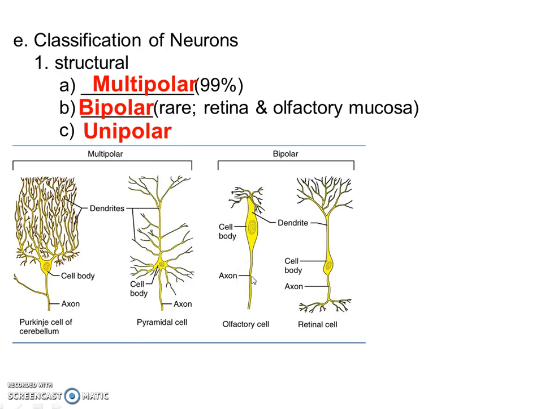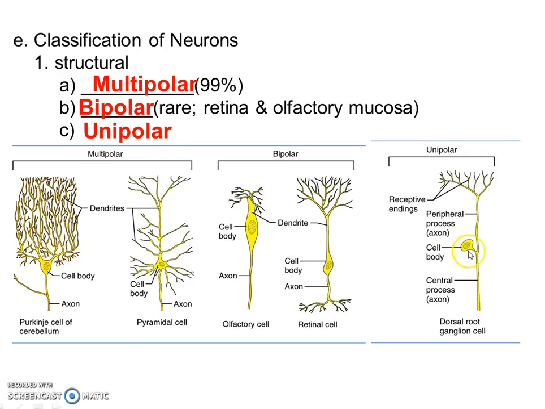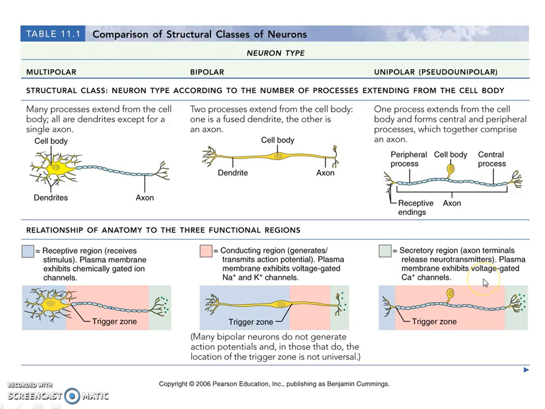And then we have some that are very rare called unipolar, where actually the dendrite comes in the same extension that the axon goes out of. So there's just one pole. So this is a table that's in your book that reviews those 3 types: multipolar, bipolar, and unipolar. And notice it says that there's one extension. The cell body forms a central and peripheral process. They comprise an axon.